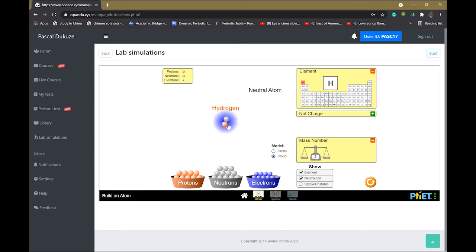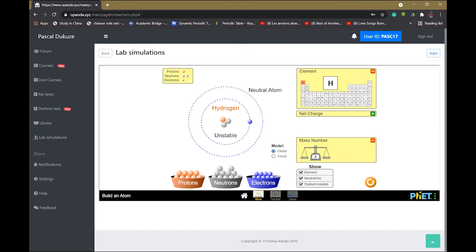Is this atom stable? You can show that. So this one is stable. So this atom or this isotope is stable. Let's show the orbits. Now let's add another neutron to form another isotope of hydrogen.